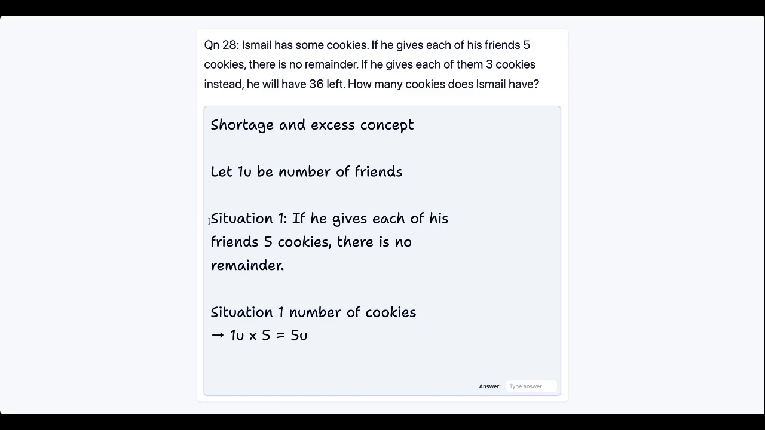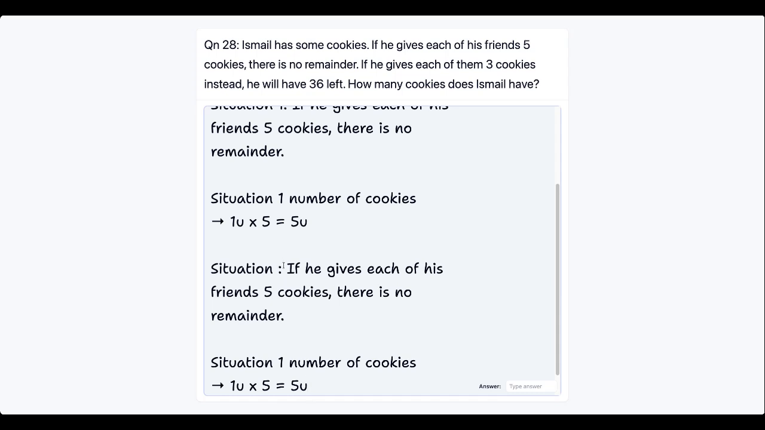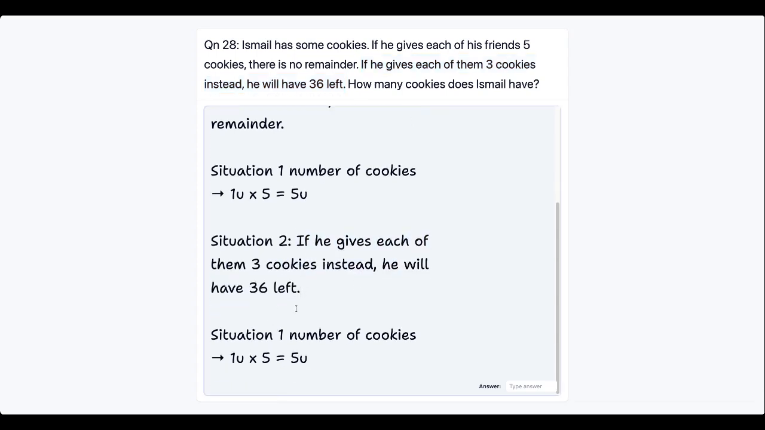So now let's do the other situation. Let's move to situation number 2, which is different. It says here if he gives each of them 3 cookies, so I just copy this and paste it over here. He will have 36 left. So for situation 2, the number of cookies is 1 unit times 3, but he has 36 left. That means there is an excess of 36. So this will then become 3 units plus 36.